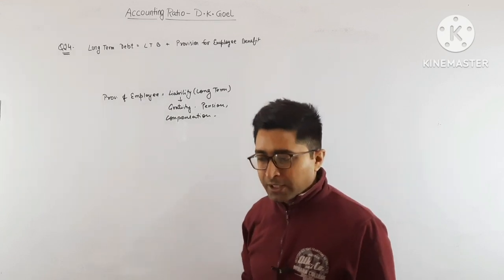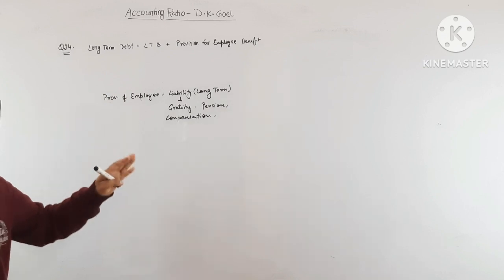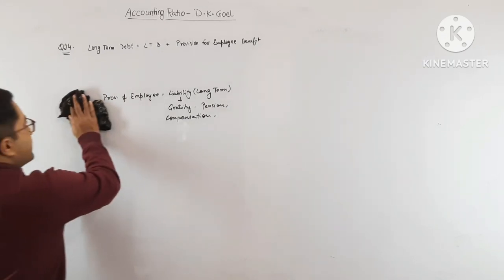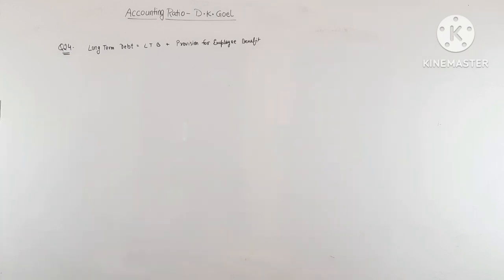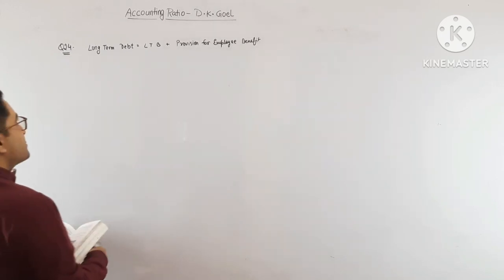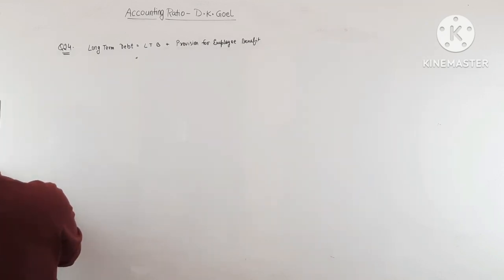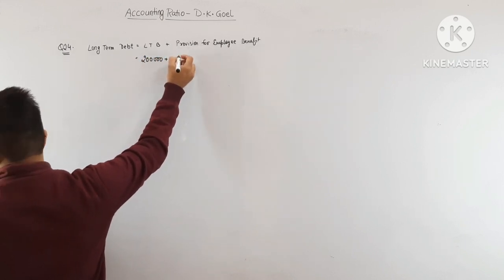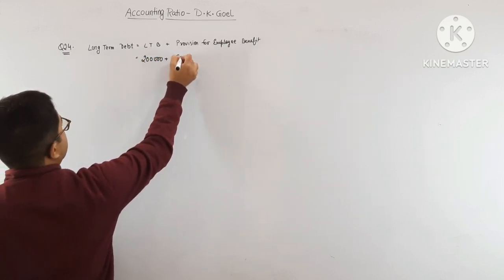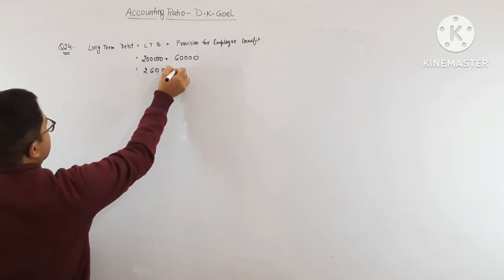So there are many types of provision. Basically only the term provision for the employee benefit is given, so it is also a long term liability. So long term borrowing, the value is 2 lakh plus 60,000, that is 2,60,000.